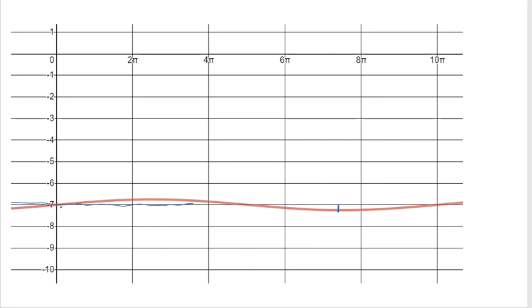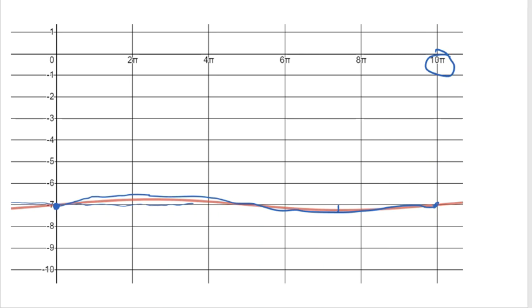Again, one full period of sine starts at the midline, goes up to its max. Sorry, I can barely draw it. It's so flat. Down to its midline, down to its min, back to the midline. So very elongated because I stretched that period length out to 10 pi.